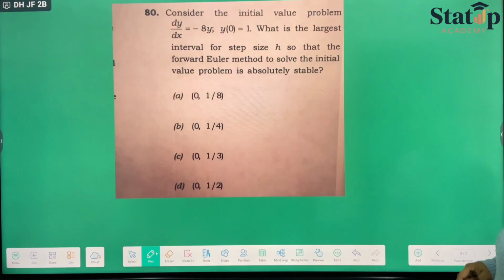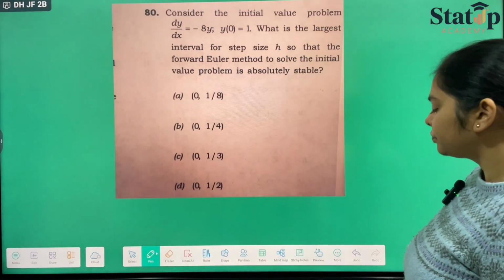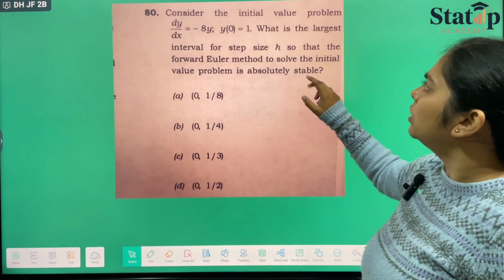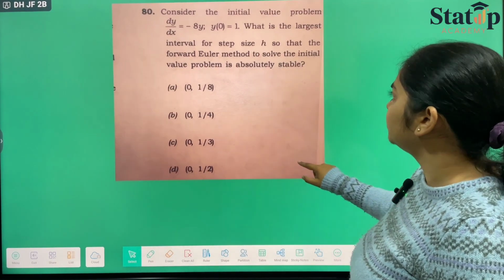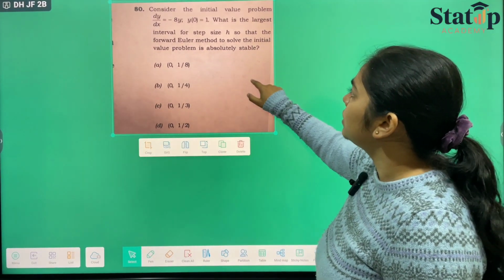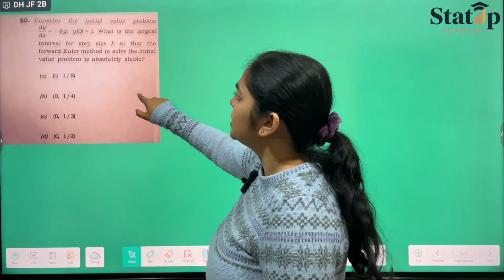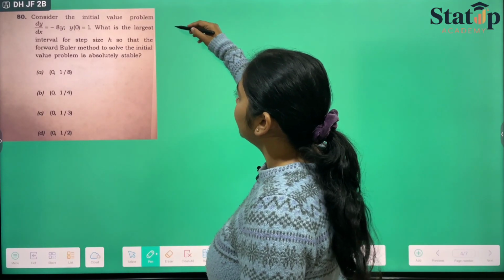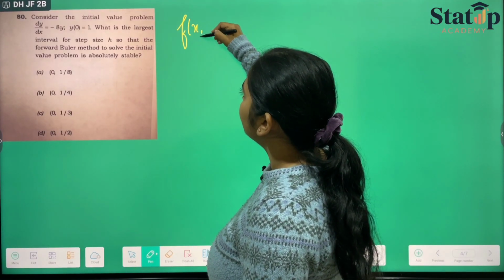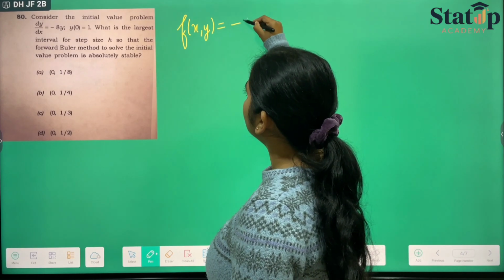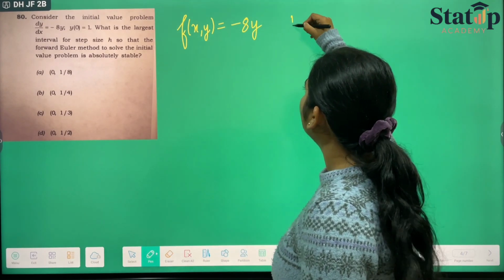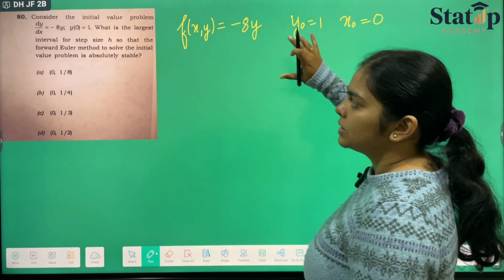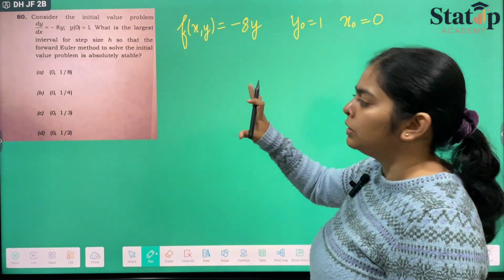Now moving forward to a similar kind of question. Here they have asked us the interval of step size h. Again we have to do similar things. We know that f(x, y) has been given to us as minus 8y, y naught is equal to 1, and x naught is equal to 0. Same thing again, we have to calculate the interval for h.